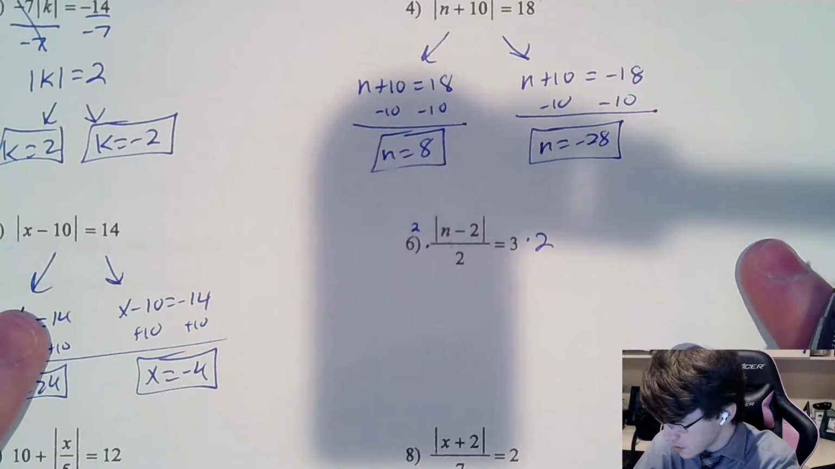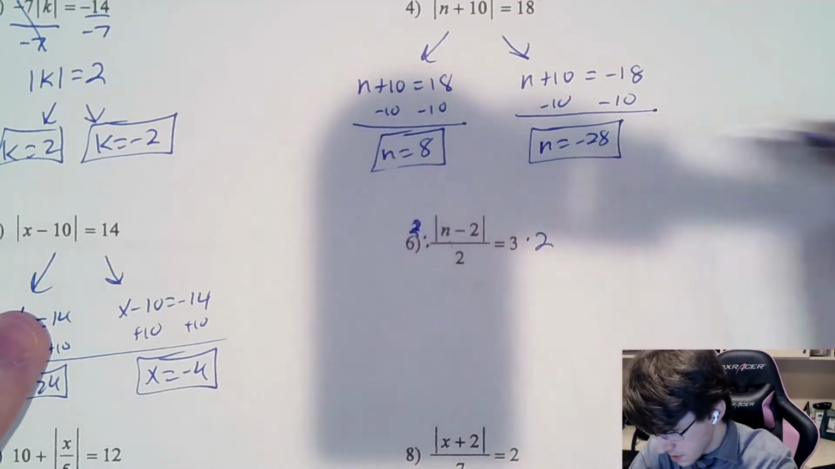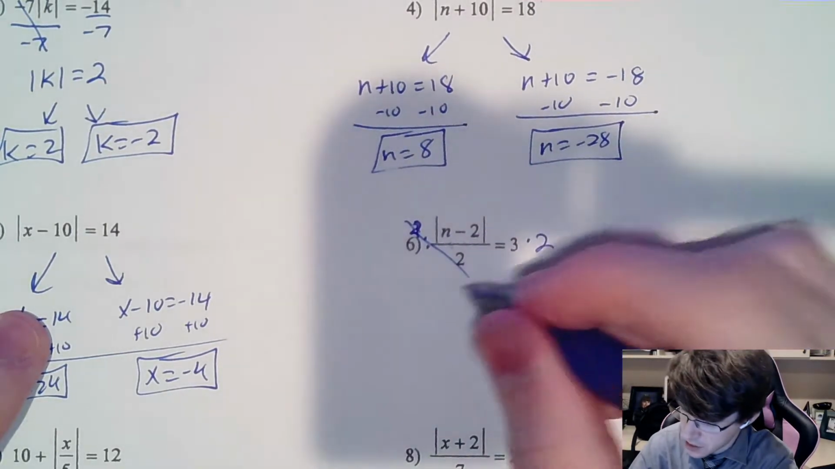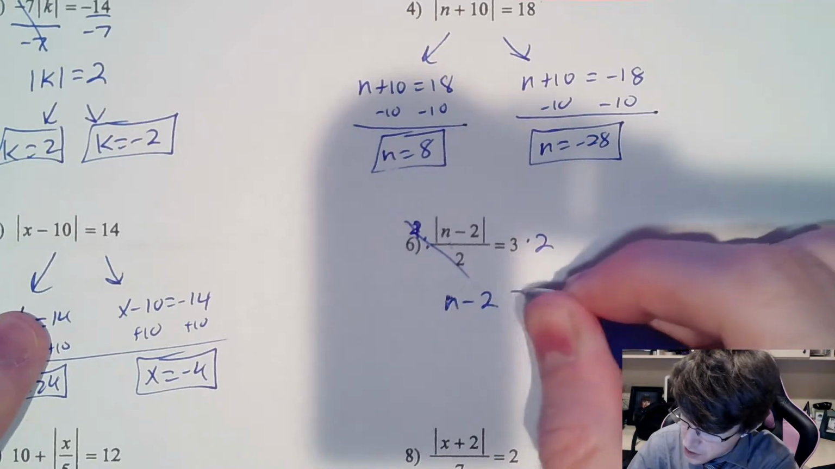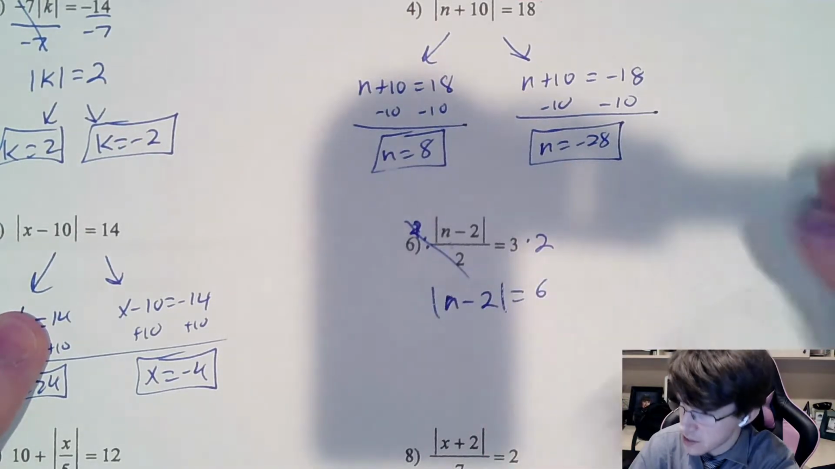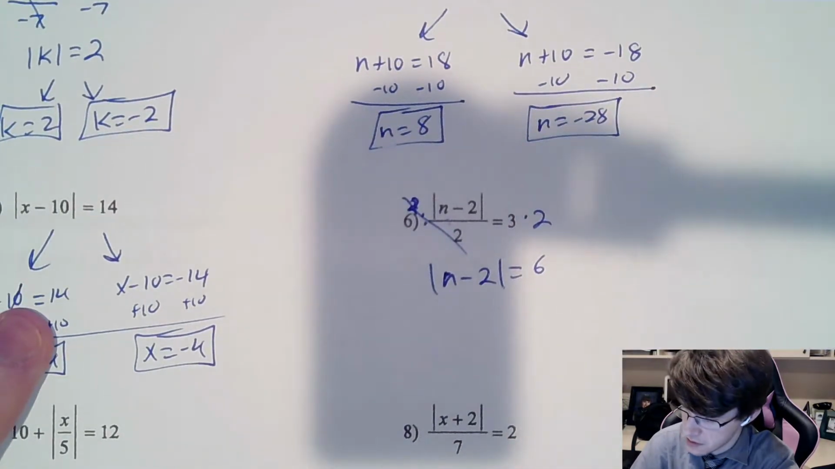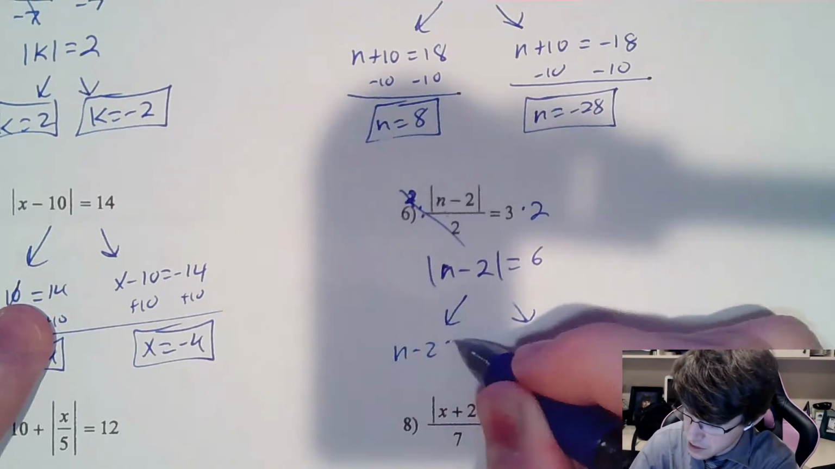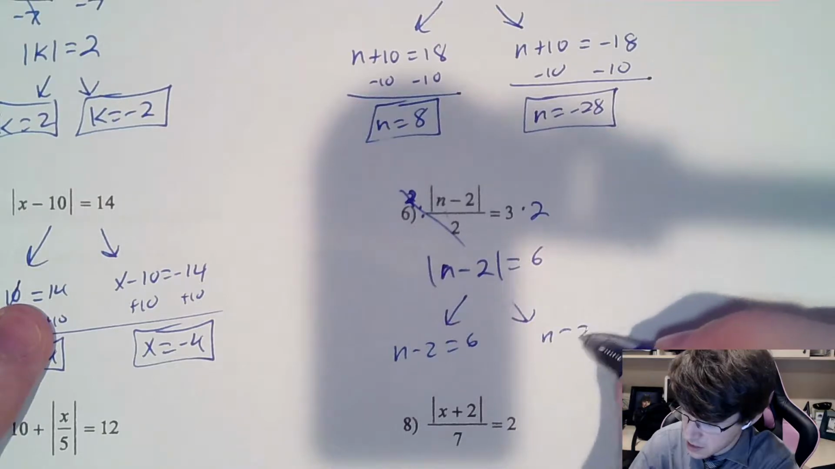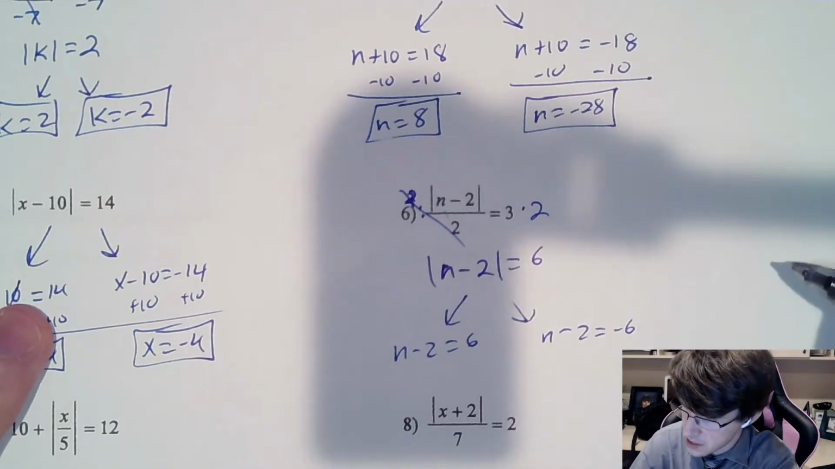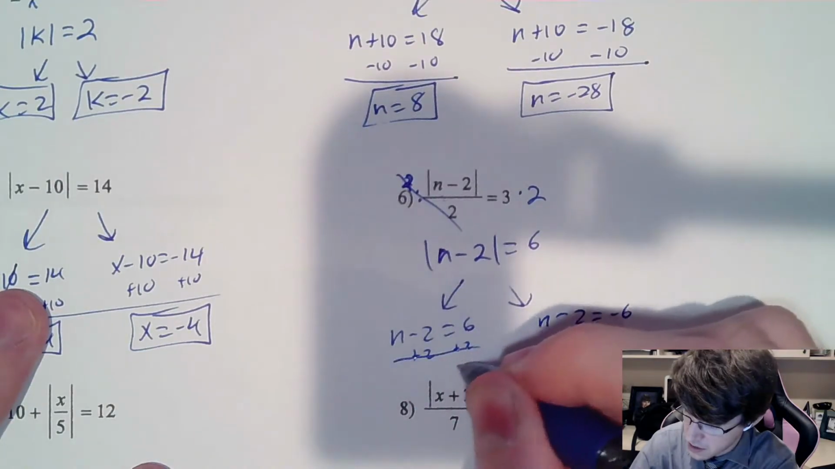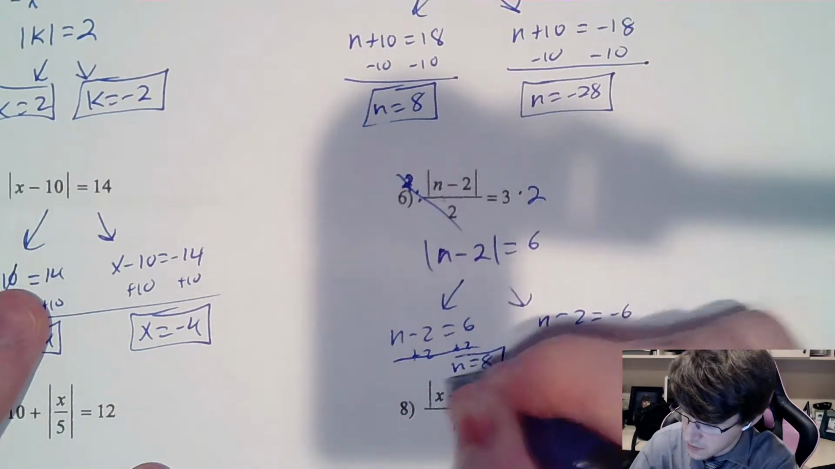So we're multiplying both sides by 2. I know my 2 times is not very good there, but the idea again is that these cancel out for each other. We get the absolute value of n minus 2 is equal to 6. Split that guy into two problems. N minus 2 equals 6, and n minus 2 equals -6. Add 2 to both sides. We're going to get n equal to 8.